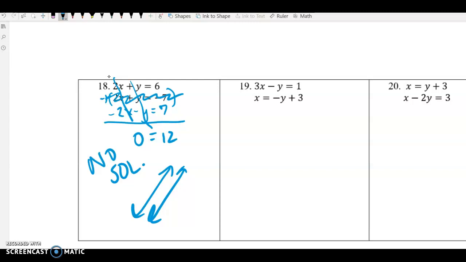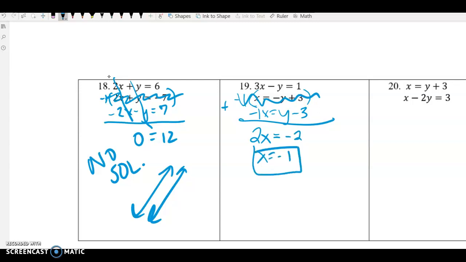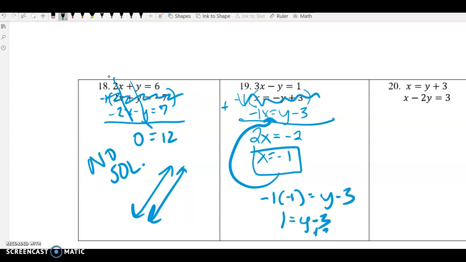Okay. Looking at this next equation, I'm going to multiply this one by negative 1 so that my y's can eliminate. So I get negative 1x equals y minus 3. Scribble this guy out. And now, when I make an addition problem out of this, I get 2x equals, my y's cancel, negative 2. So x must equal negative 1. I'm going to plug it back into an equation. I get negative 1 times negative 1 equals y minus 3. So I get 1 equals y minus 3. I'll add that 3 to both sides, so I get y equals 4. My ordered pair, negative 1, 4.